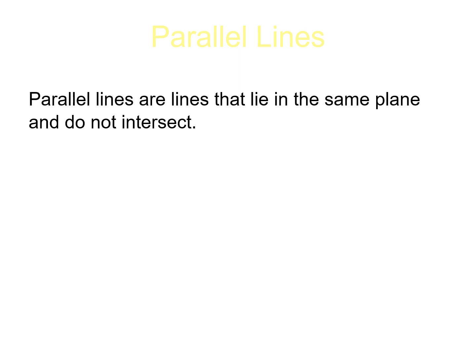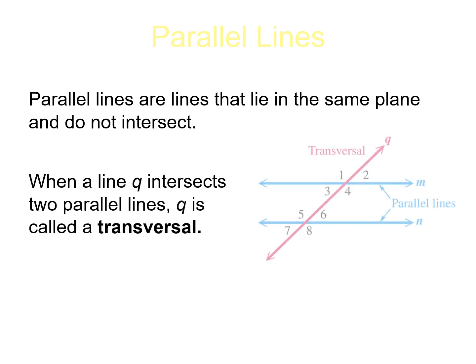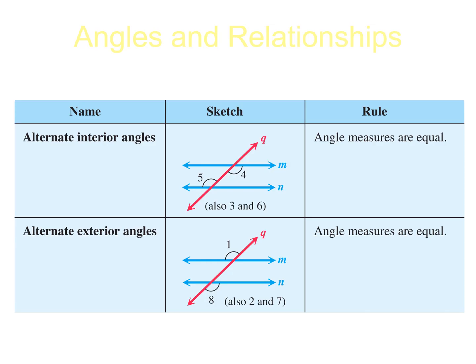Now, parallel lines are lines in the same plane that do not cross. When you have another line Q that intersects two parallel lines, that is called a transversal. We have two parallel lines, M and N, and a transversal Q, and the angles are inside of the two parallel lines, but on alternate sides of the transversal. Alternate interior angles are always equal.